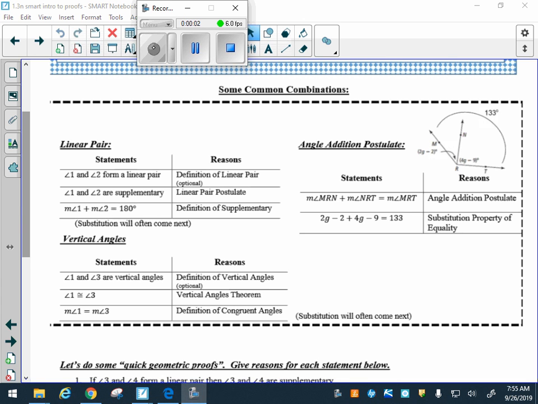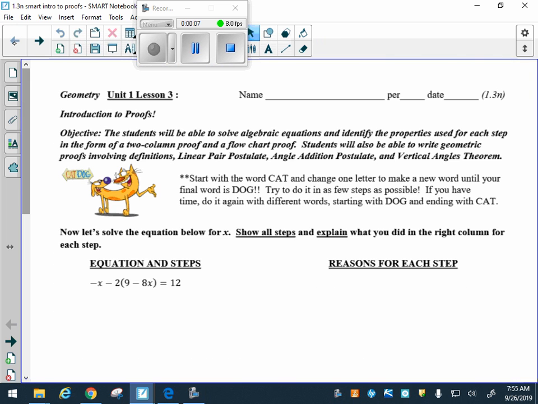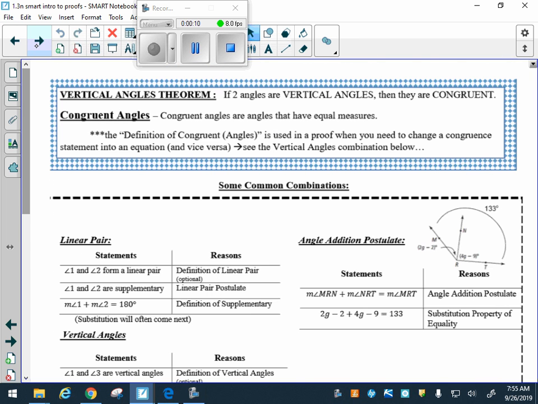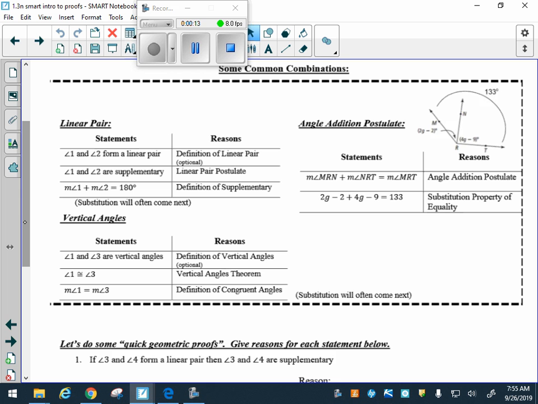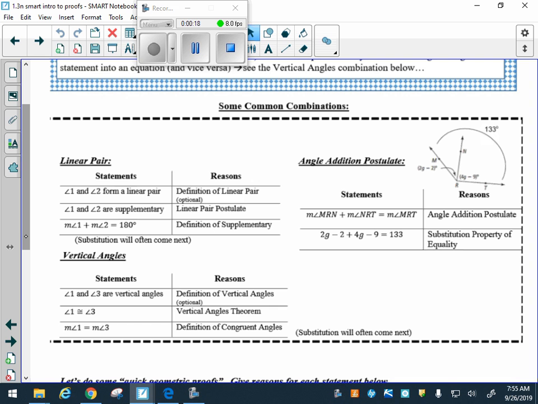Okay, so picking up in the 1.3 notes where we left off. This is the cat dog notes. I just wanted to point out that we skimmed over this the first time, and this is showing what I call common combinations. When we start writing proofs, I showed them in two-column form, but even in the flowchart form, these are some things that are going to happen a lot. So you have to get used to using these combinations of steps and reasons.